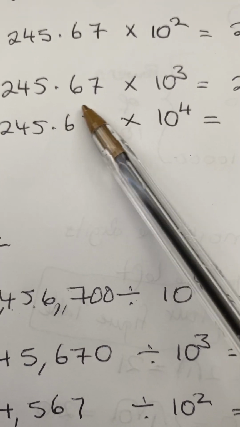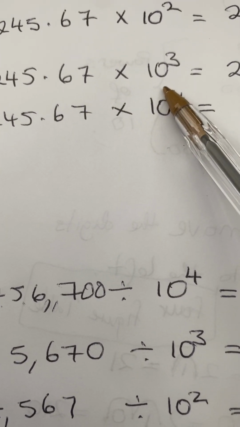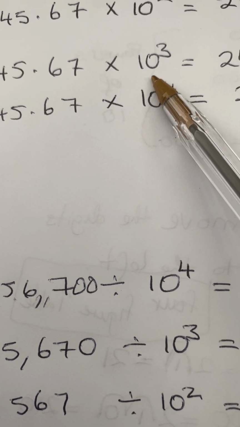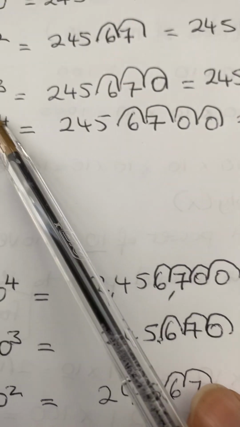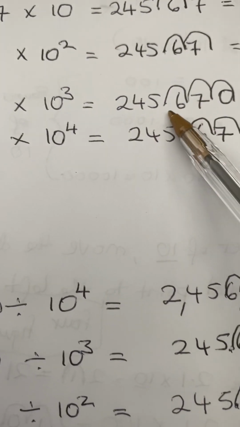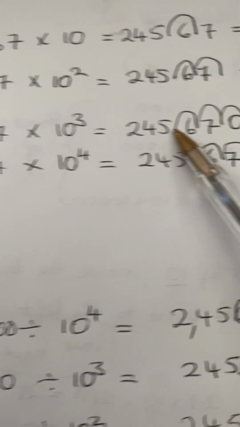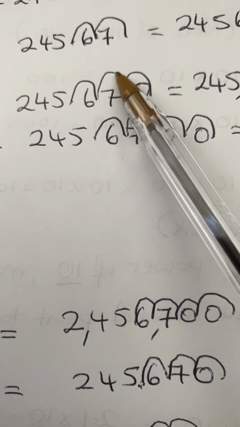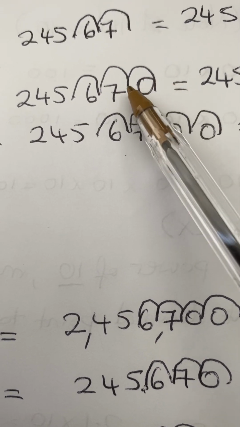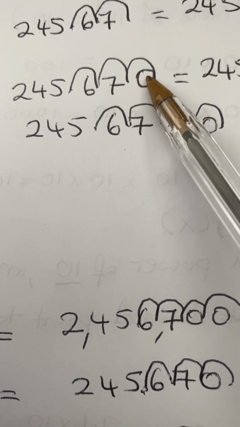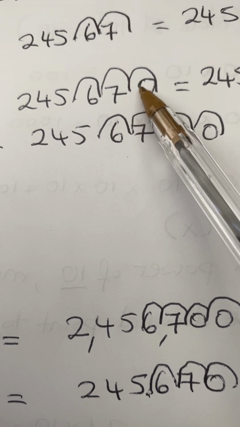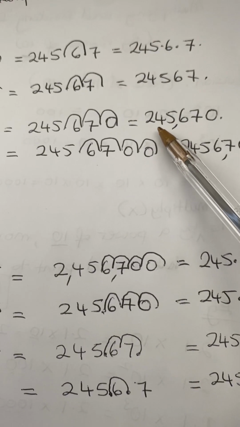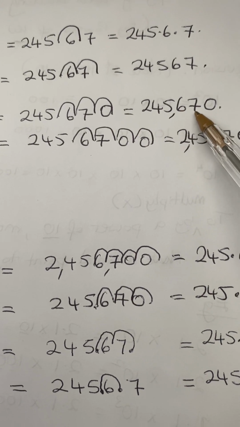The same number times 10 to the power 3. Remember, we are multiplying by the powers of 3. Okay, so 3 zeros. So now the decimal is here. So 3 zeros, 1, 2, and 3. The empty one, we put a 0. Always remember. So we have 2, 4, 5, 6, 7, 0.